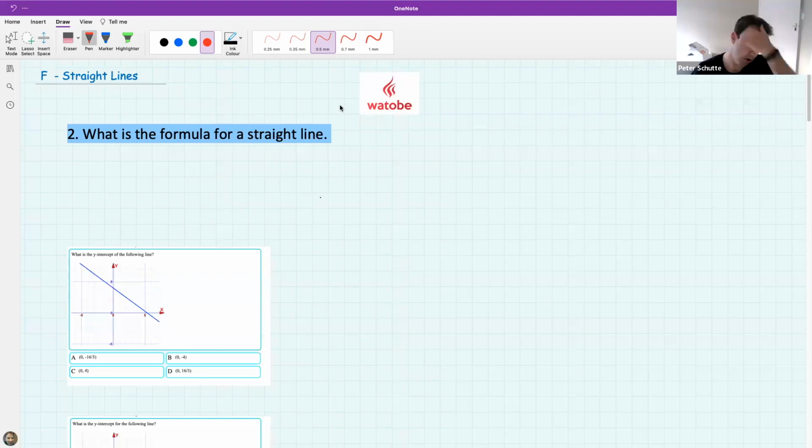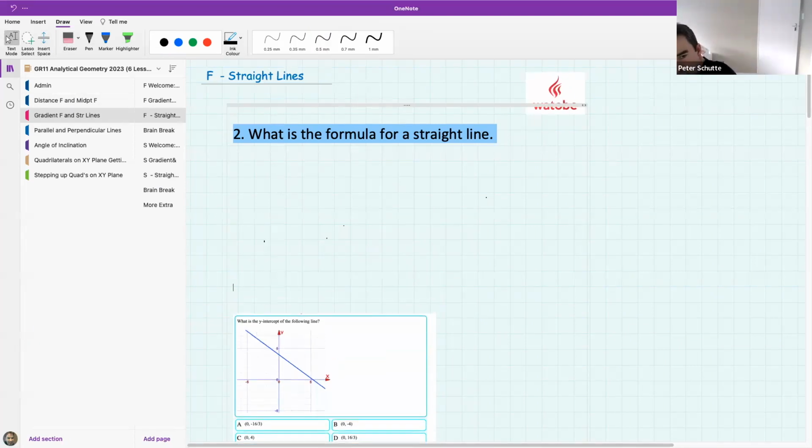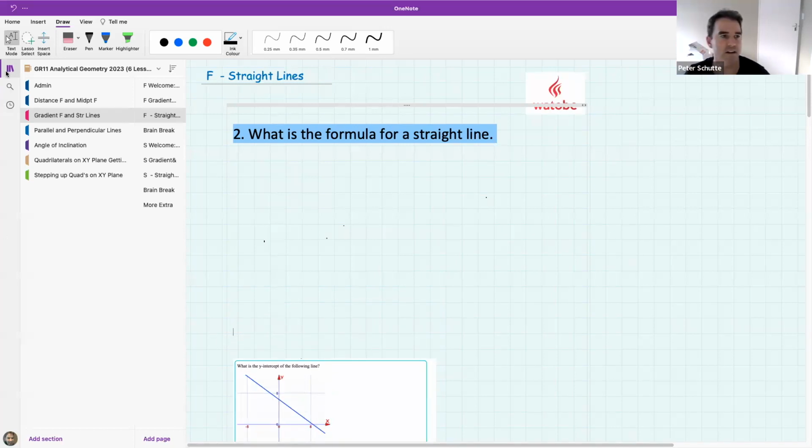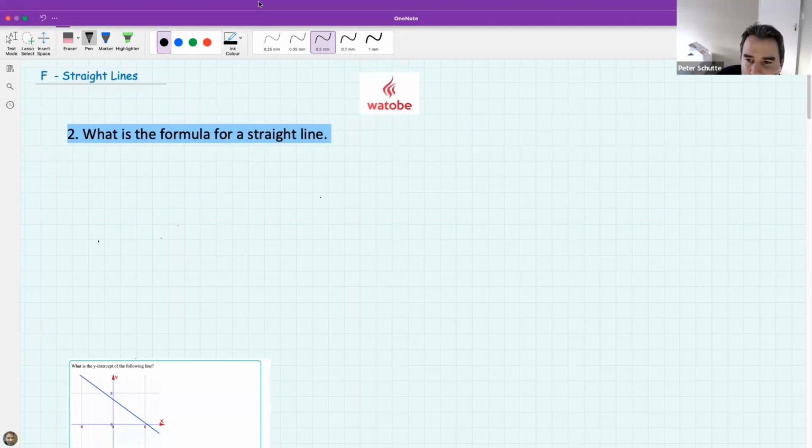And we're going to carry on with this next week. And that's straight lines. So you'll notice that earlier in the lesson, I gave you the formula for the gradient. But now I want to know from you, and you've probably heard about this before, what is the formula for a straight line? Who would like to tell me? I'm dying to hear a student voice. What is the formula for a straight line?